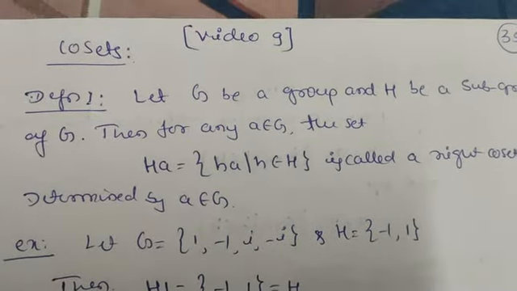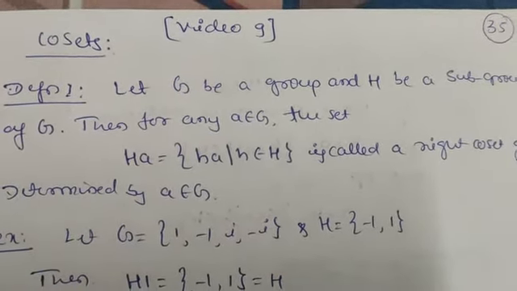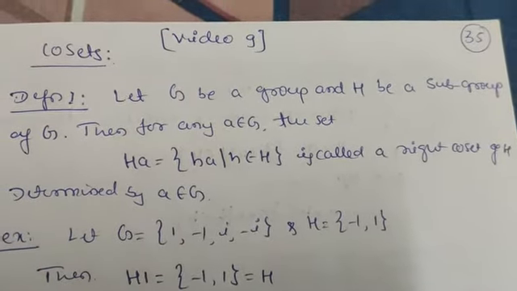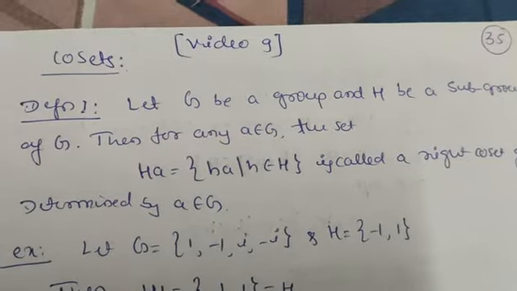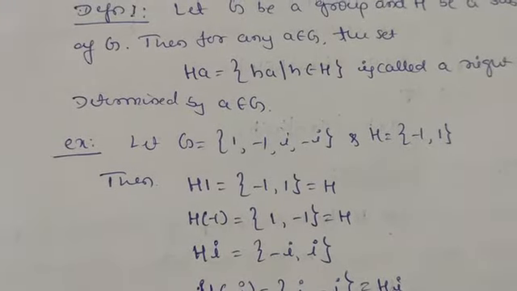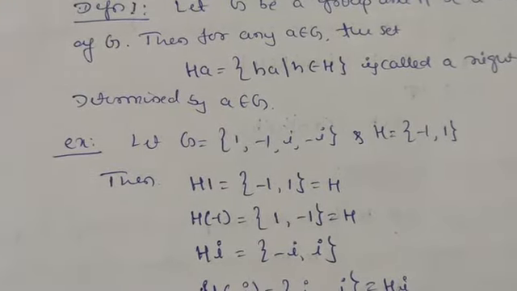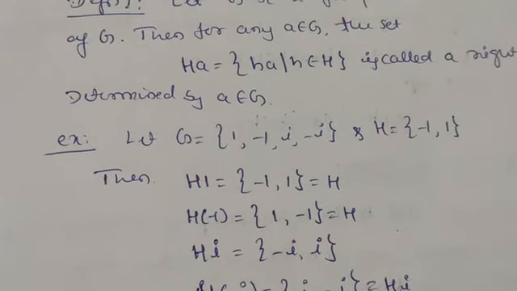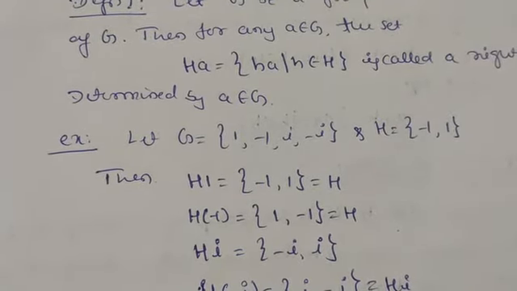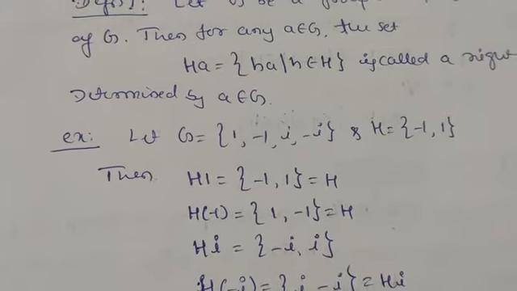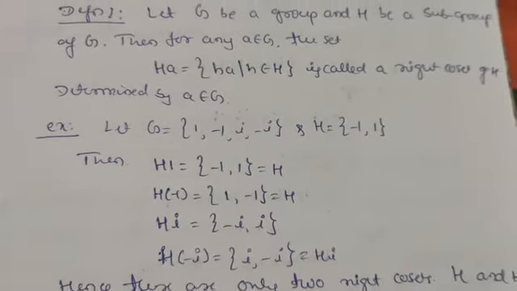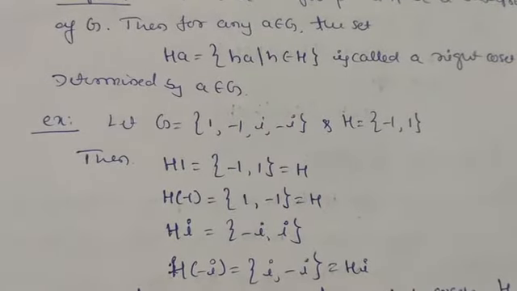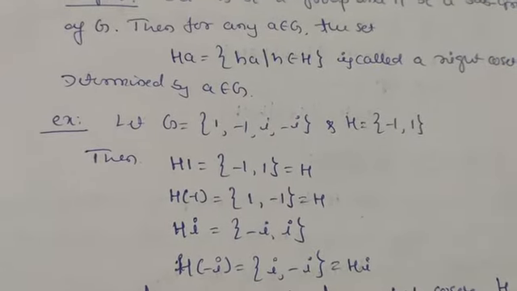First let us take a definition. Let G be a group and H be a subgroup of G. Then for any element a belongs to G, the set Ha is equal to {ha, where h belongs to H}, and it is called a right coset of H, determined by the element a belongs to G.